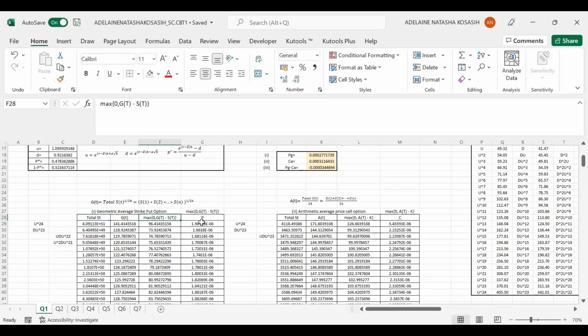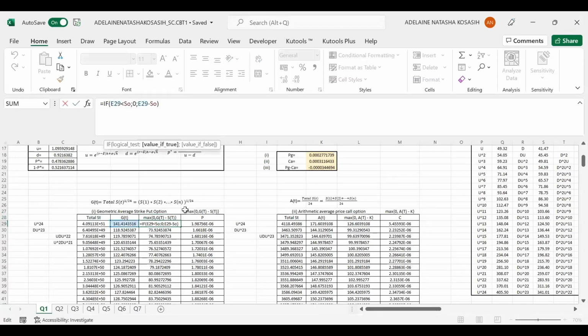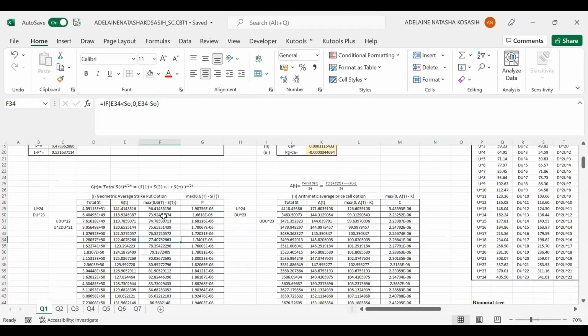down there. And then for the payoff, we know that for the geometric average strike put option, we have this payoff, maximum 0, GT minus ST. So for the calculation, you can just use this, which is: if GT is less than S0, you get 0, and otherwise this is the formula, GT minus S0. So you can get the payoff from here.